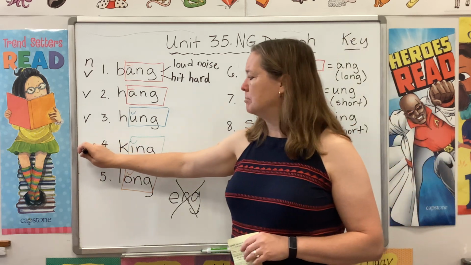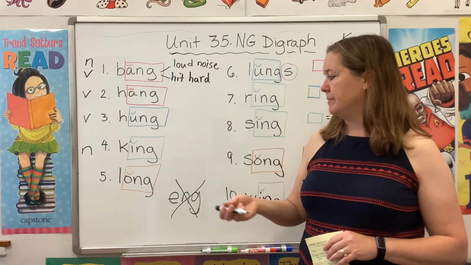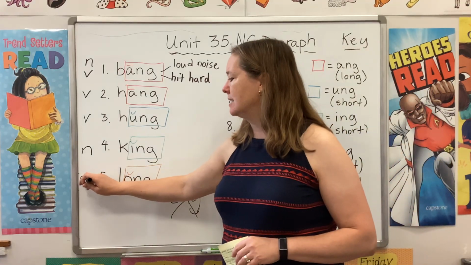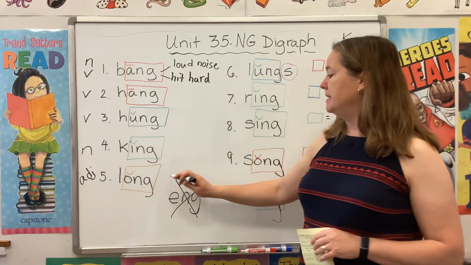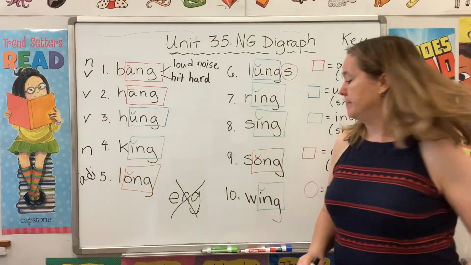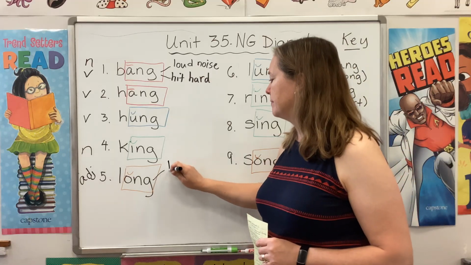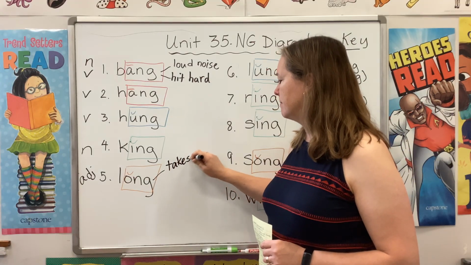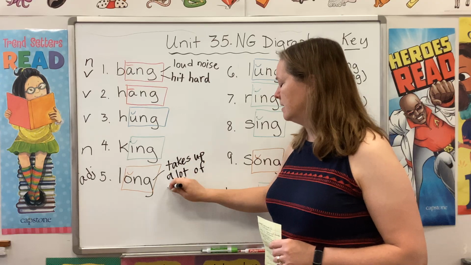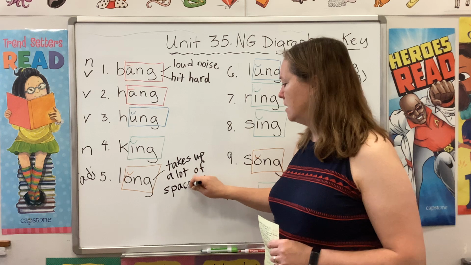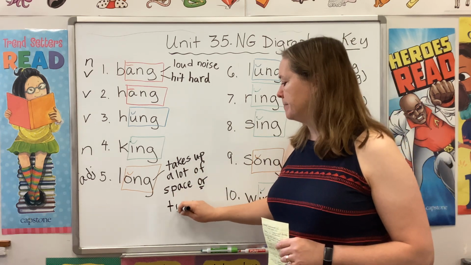A king is a person. It is a man who rules a country or an empire. Long is an adjective. It's a describing word. If something is long, that means it takes up a lot of space. Or takes up a lot of time.